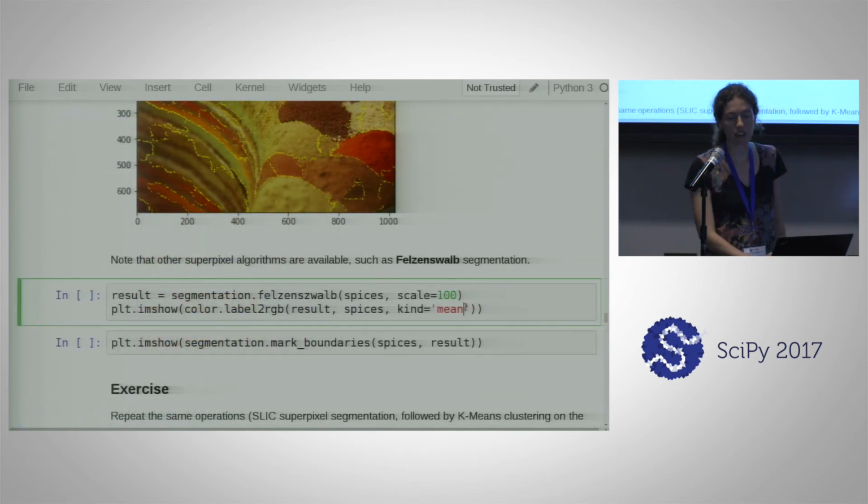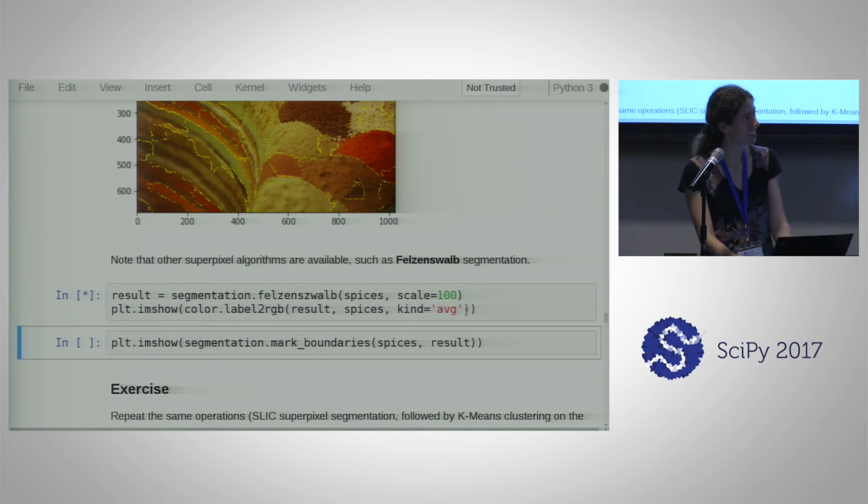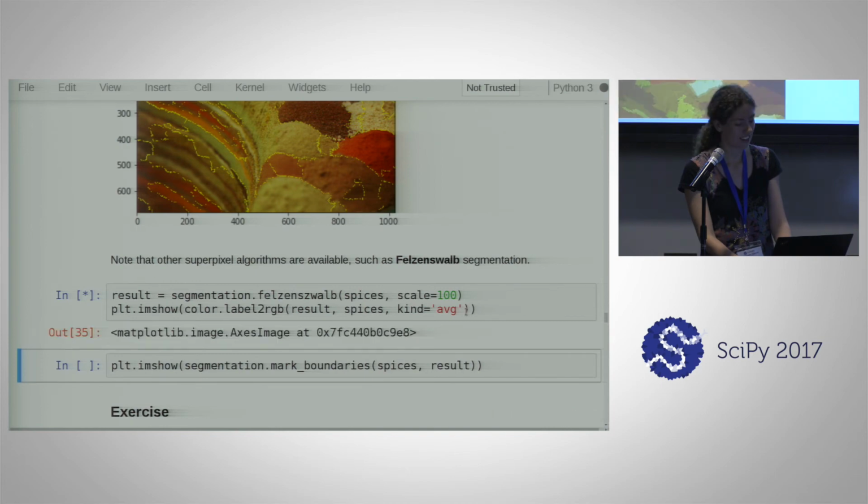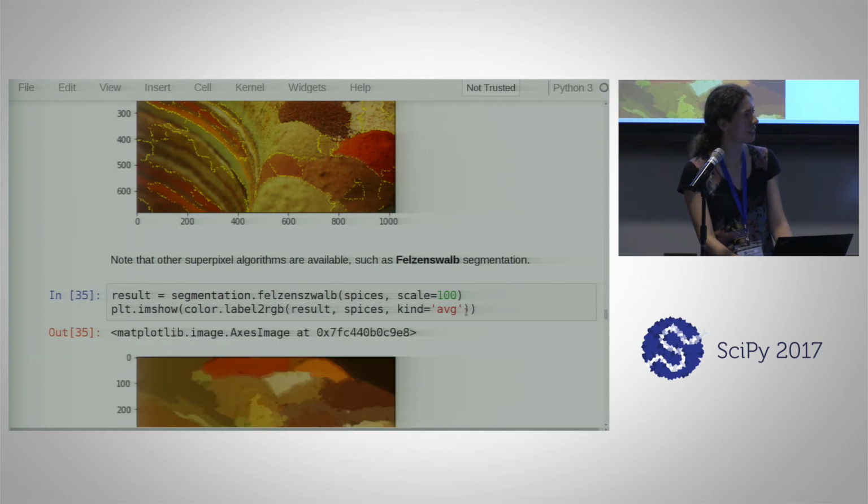So depending on your version of scikit-image, this kind keyword argument here can be either mean or average. I think I'm running master, but yeah, the documentation says average, so well, it should be the same, but sorry for the confusion.